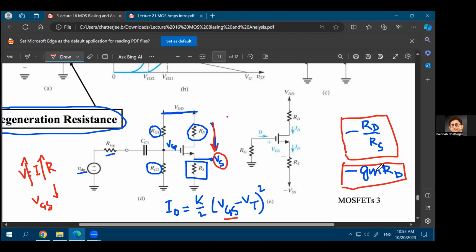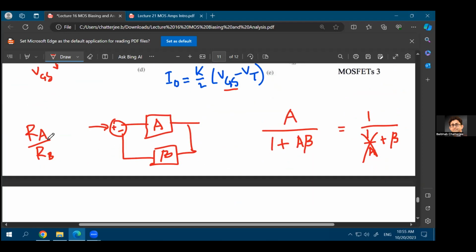So GM times RD will change, but the ratio of two resistances will not change that much in terms of process variations or temperature fluctuations. If you can stabilize your gain to be 1 upon beta, that makes your system much more robust, because then instead of this gain A, you get a gain of 1 upon beta, and that is pretty much stable across temperatures, process, and voltages.